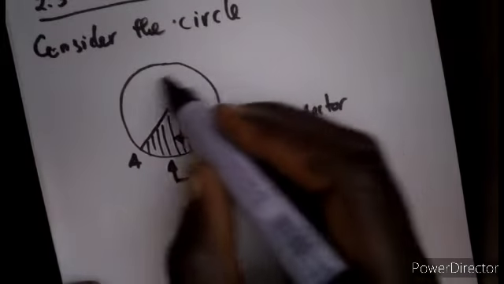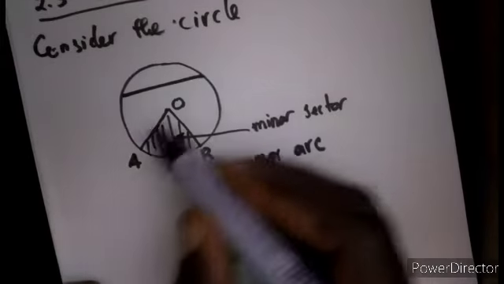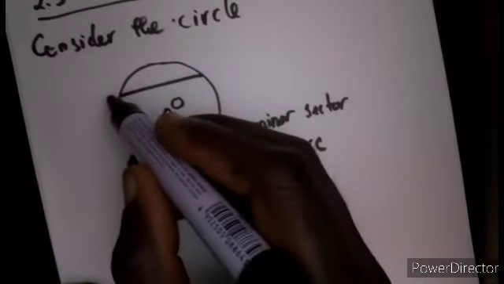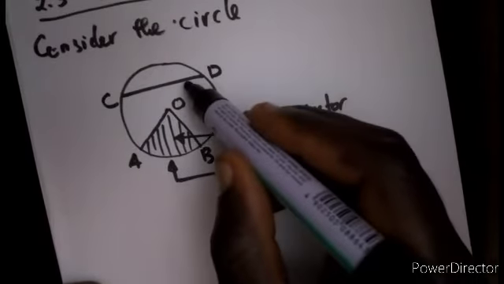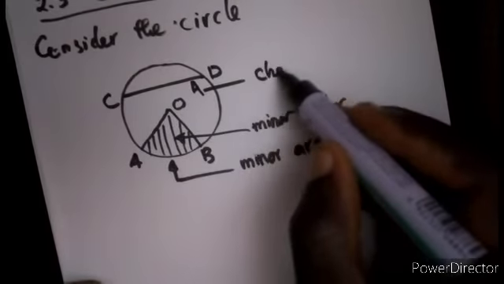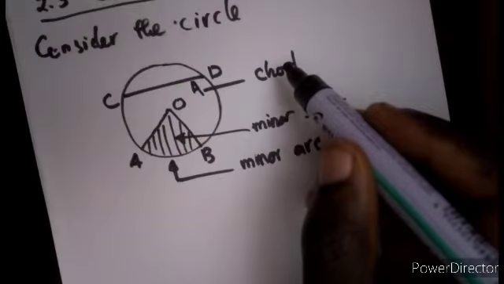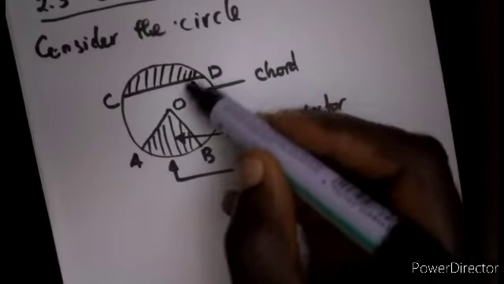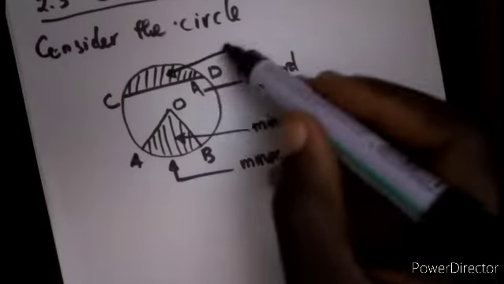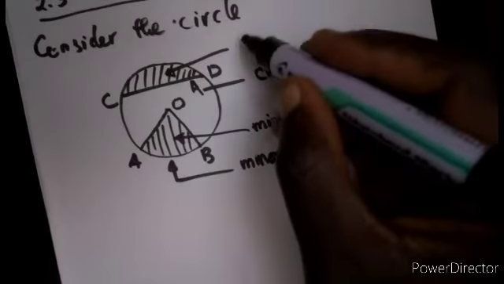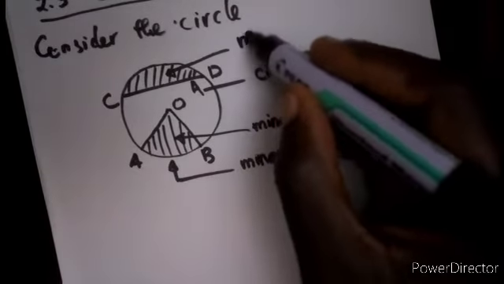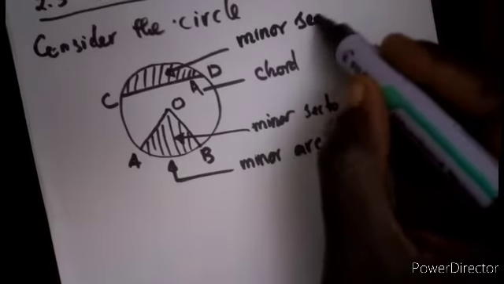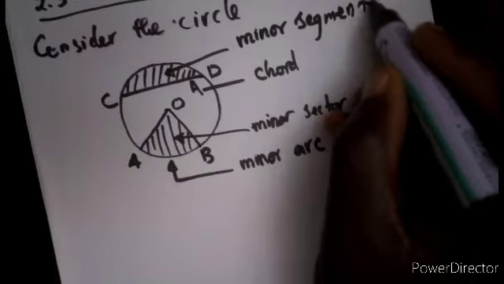Okay. Now, this line segment, let's say from C to D, is what we call the chord. That's the chord of the circle, and the area under the chord gives us the minor segment. Okay, good.